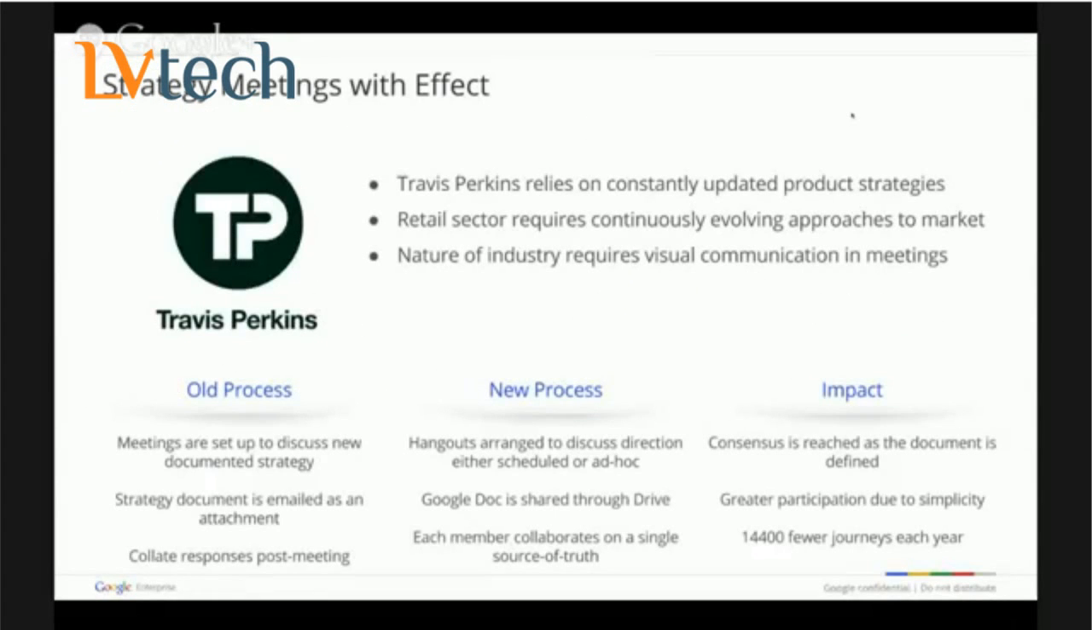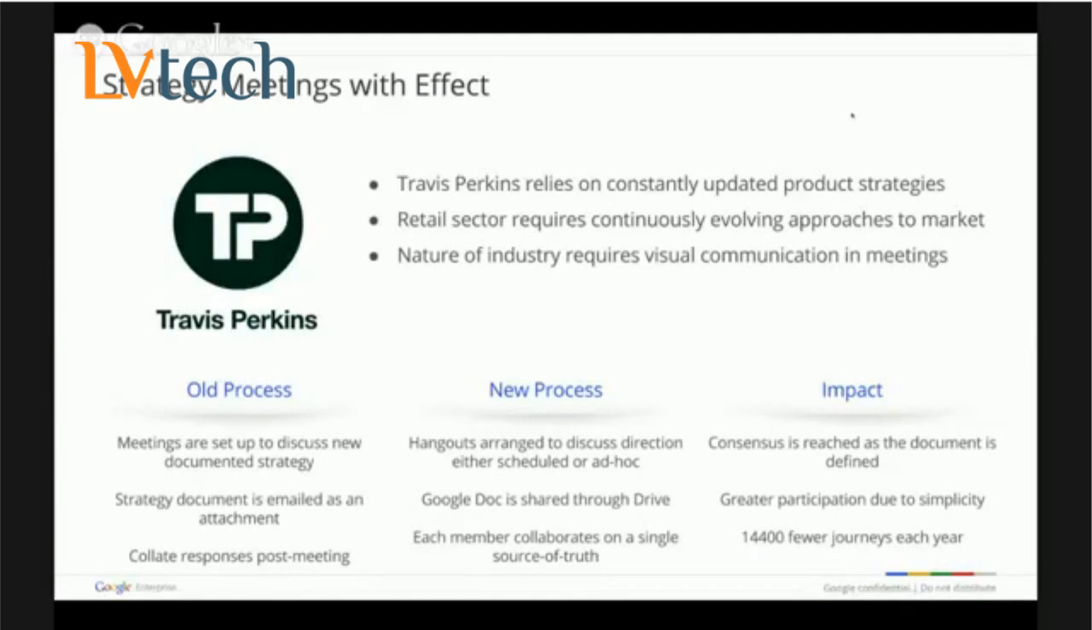So here's an example of how to supercharge meetings that comes from Travis Perkins. They're a retailer, and obviously retailers are dealing with very rapid product introduction cycles, and they're very challenged to make sure that their associates are up to speed on the new products, can position and sell them effectively.